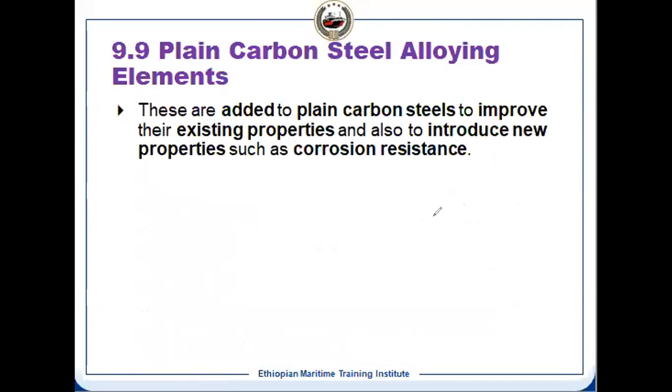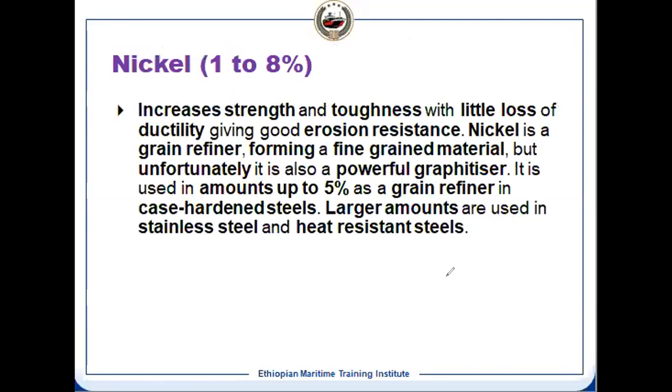But for special types of steel, as we have seen in the manufacturing process, we add alloying material. This gives corrosion resistance and other new properties, so we use alloying elements. What alloying elements do we use? One is nickel. Why do we use it? It gives us strength. It means it becomes stronger. That's why we use 1 to 8% nickel.